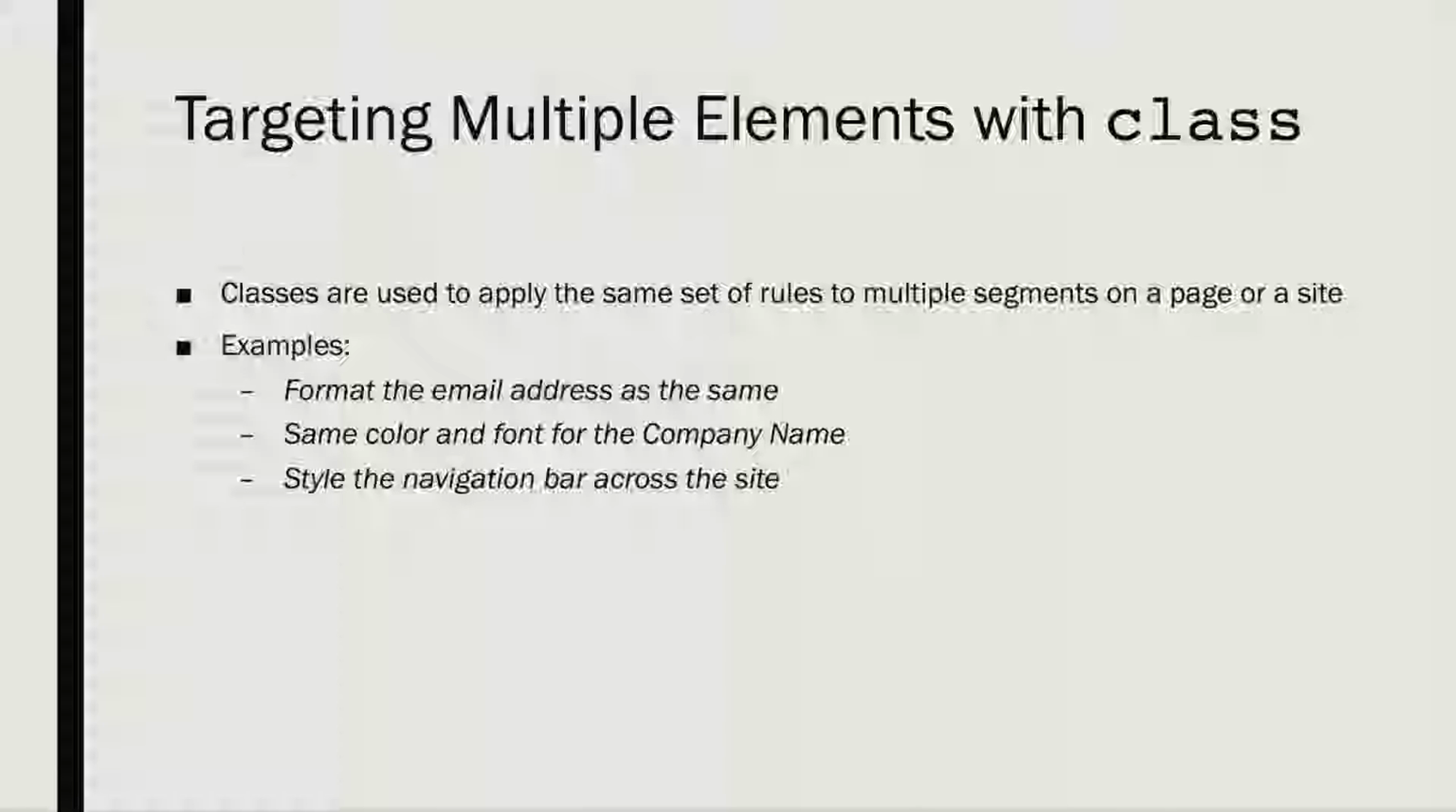First off, when you're dealing with CSS, you want to have something that deals with applying the same set of rules to multiple segments on a page or a site. You can do this by using the class attribute by targeting multiple elements. For example, if you want to format the email address on your site as the exact same across all your pages, having the same color and font for your company name, or even stylizing the navigation bar across the whole site, it'll be easier to identify these items using a class versus the actual elements themselves. You can use both, but the better idea is to use a class. That way the rules can be applied to multiple segments at once.